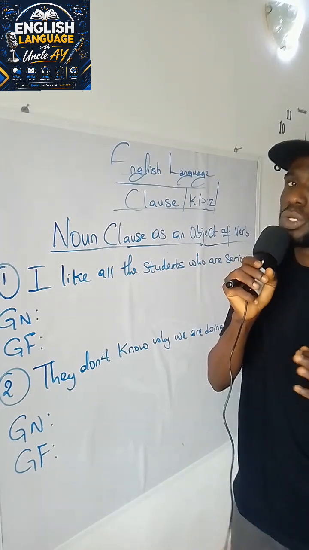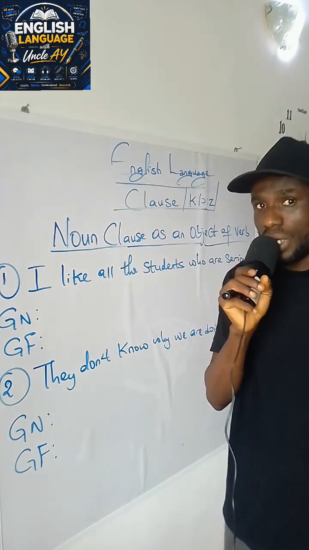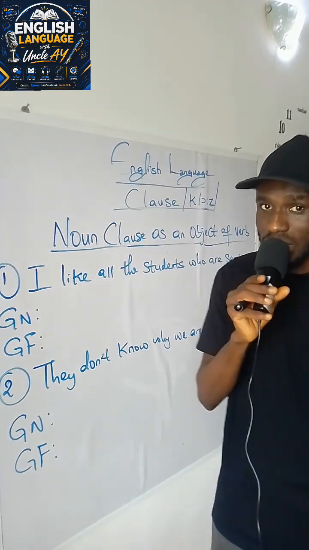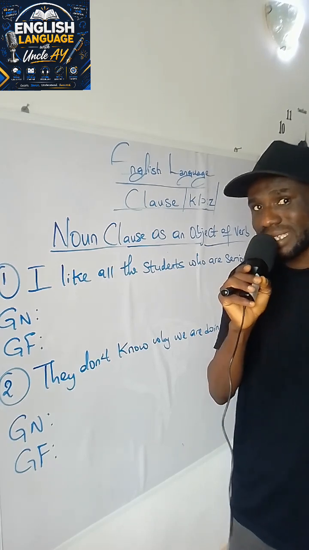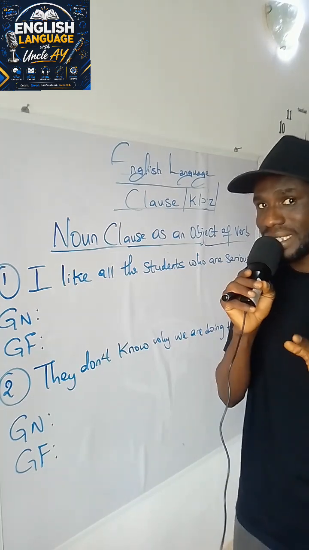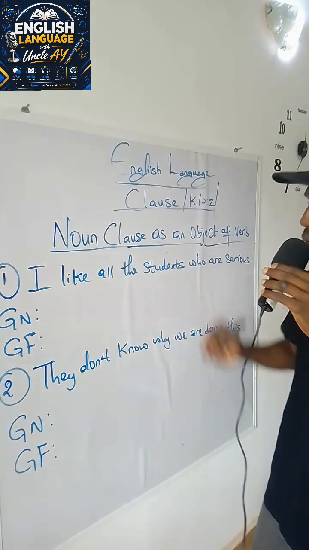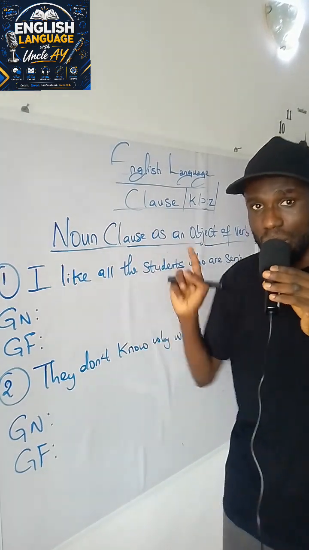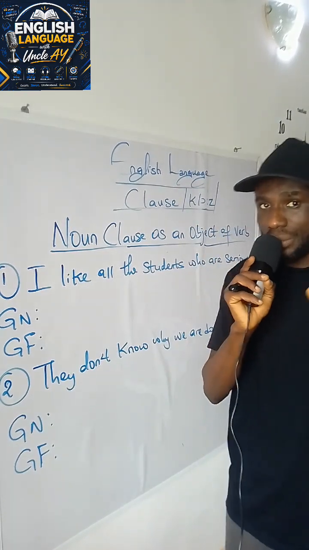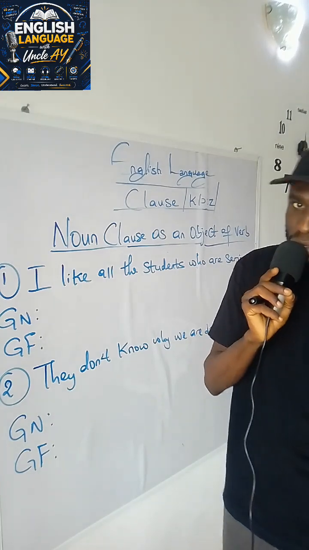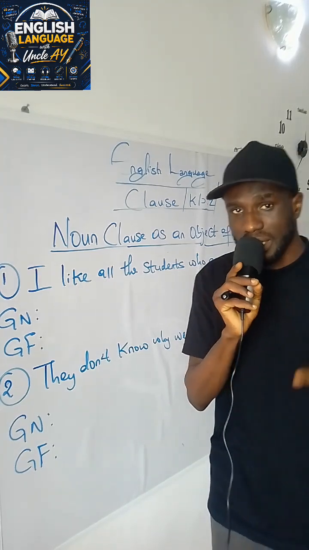So we're still very much looking at the topic clause, and in the last video we started by looking at the second type of clause, which is a subordinate clause, and we looked at what a noun clause is from the subjective point of view. So right now we'll be looking at noun clause from the objective point of view. So what is an object? An object is also called the receiver of an action. So it comes from behind to receive the verb or the action in the sentence.